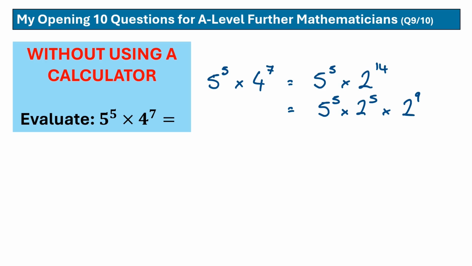Well, if I now think that 5 times 2 is 10, I can put the 5 times 2 inside a bracket and the 5 on the outside, which is going to give me 10 to the power of 5. And you may not know this one straight off, but you should know 2 to the power of 4 and 2 to the power of 5 and 2 to the power of 6. So you might know 2 to the power of 8 is 256. So therefore 2 to the power of 9 is 512. That is not an unreasonable thing for you to be aware of.